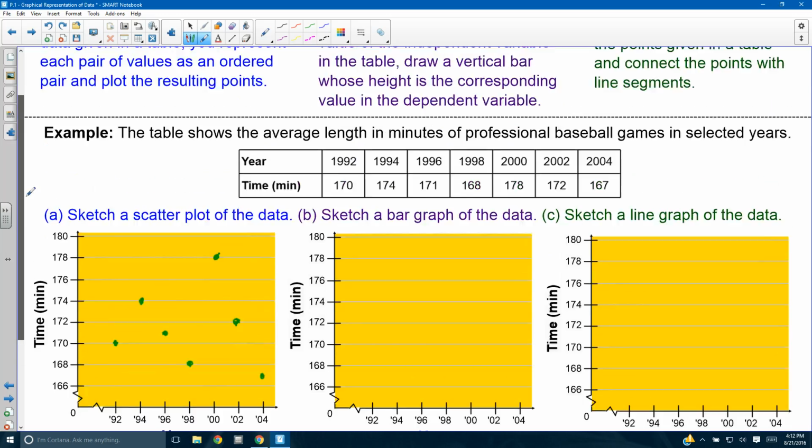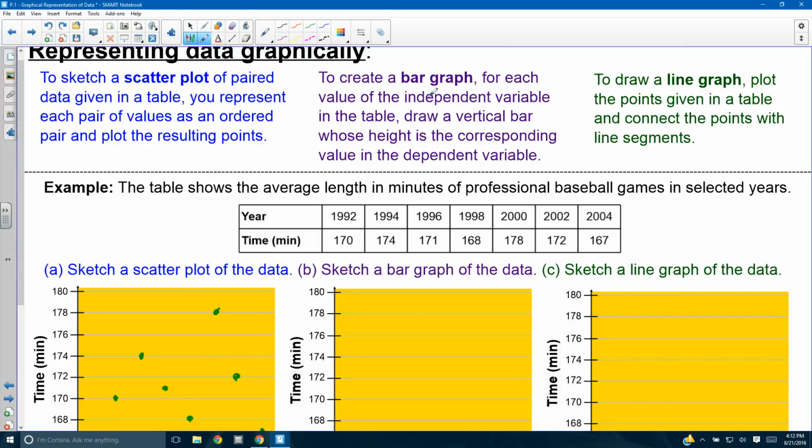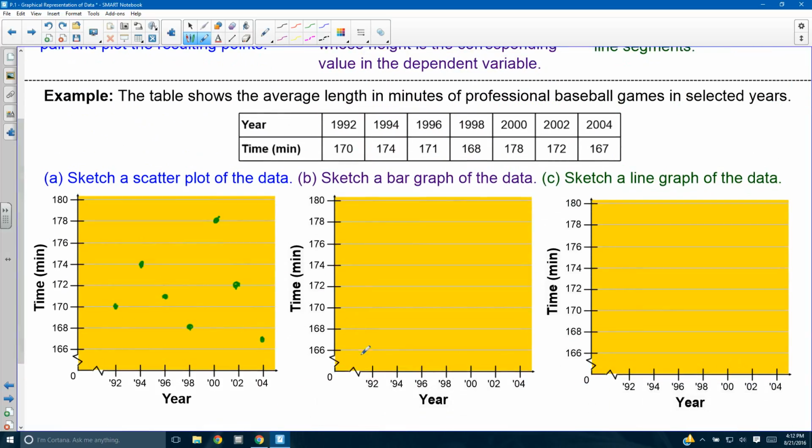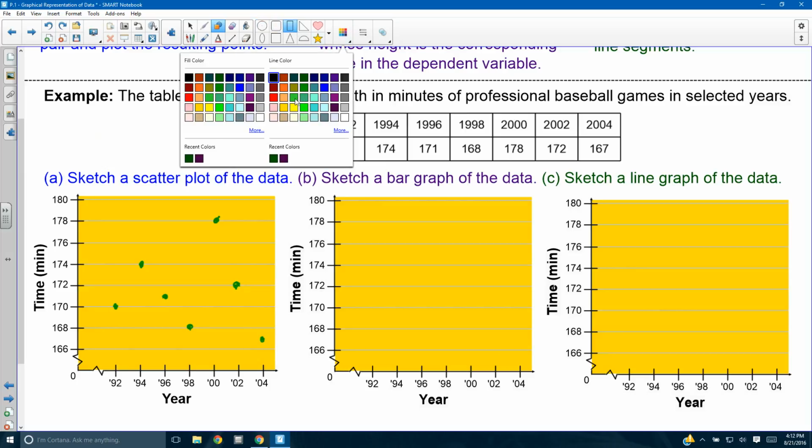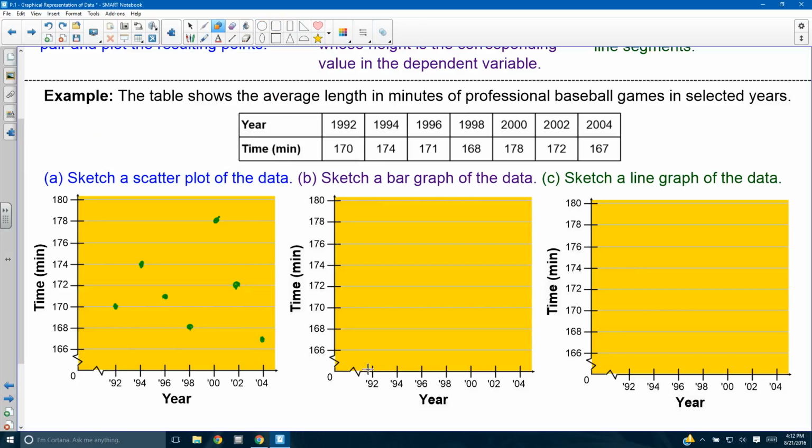Okay, a bar graph. A bar graph for each value of the independent variable in the table, which is the x variable. Draw a vertical bar whose height is the corresponding value in the dependent variable. So here, 1992, what I'm going to do, and I get to use a rectangle tool for this to kind of help myself out, is I'm going to use this 1992 right here, and I'm going to draw a bar, okay? And this bar will grow up to 170, for instance. Boom, like that. So this and this are the same thing. They represent the same information. They're just represented differently. All right, 1994 goes to 174.